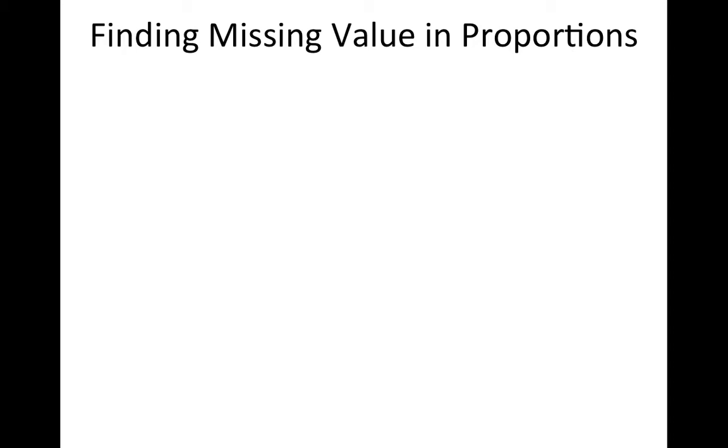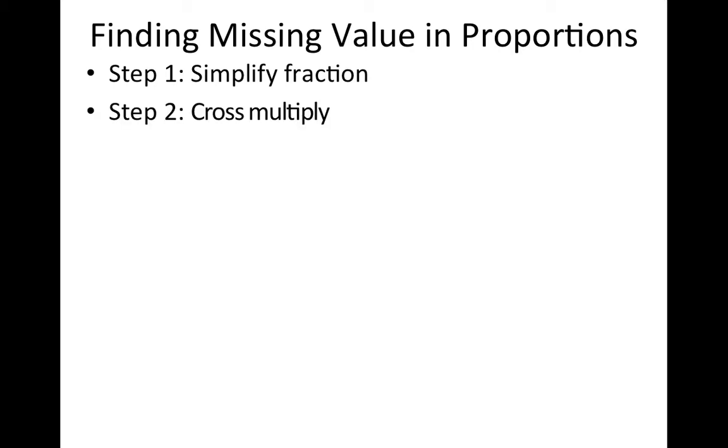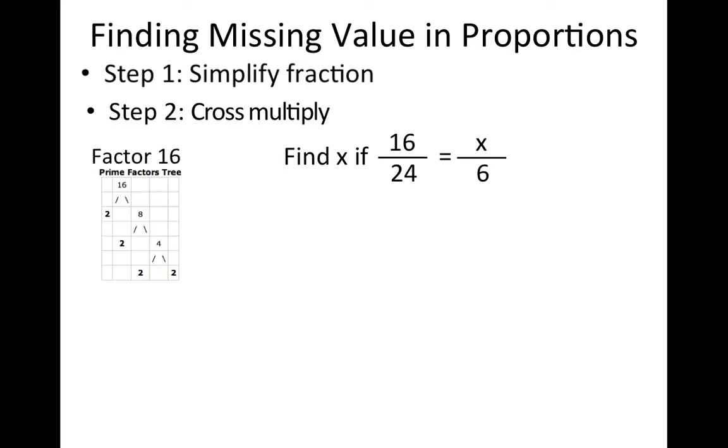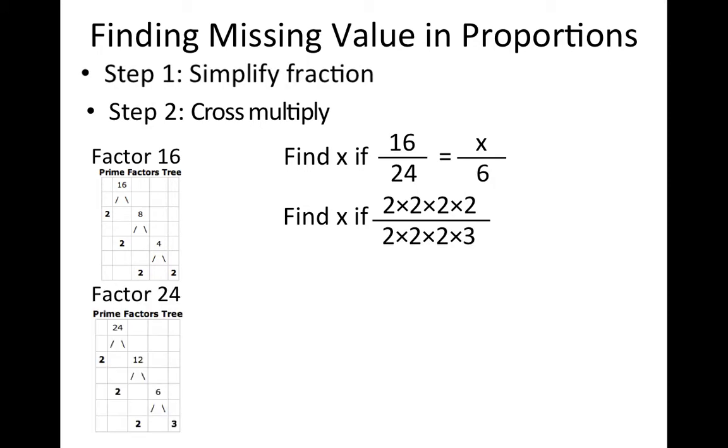Finally, we have to know how to find the missing value in proportions. The first thing we have to do is simplify a fraction, then cross multiply. So if, for example, we were asked to find x in this equation, 16/24 equals x/6, the first thing we need to do is simplify the fraction. If we factor 16, we find that it is 2 times 2 times 2 times 2. If we factor 24, we find that it's 2 times 2 times 2 times 3.